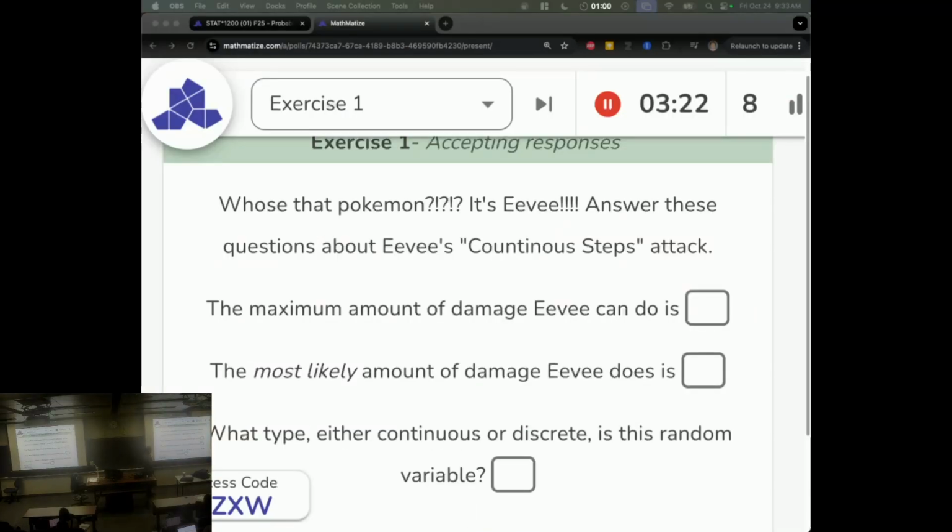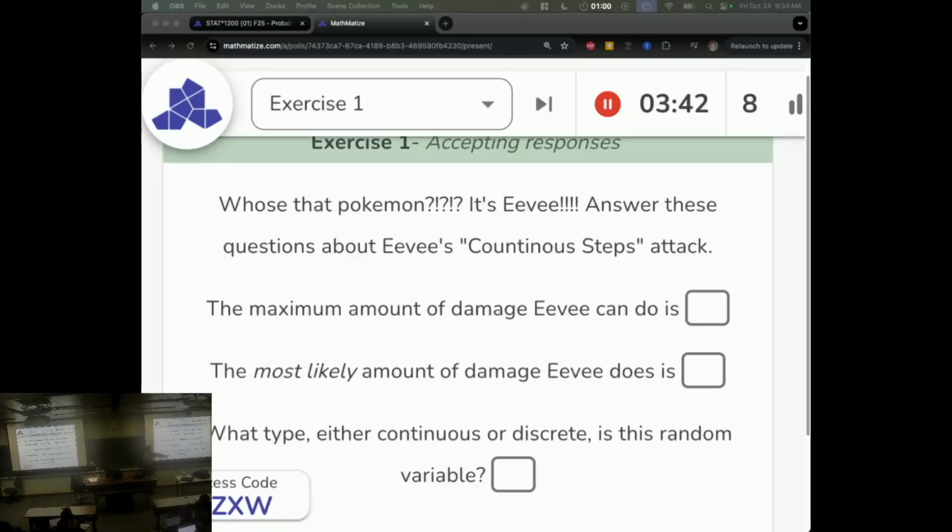Who's that Pokemon? It's Eevee. Answer these questions about Eevee's continuous steps attack. I have 3 quick questions. One is, what is the maximum amount of damage Eevee can do? That is very useful to know, because in Pokemon, if you deal enough damage, you can knock out your enemy's Pokemon. That's important to know. The most likely amount of damage, that one is harder, also important to know.